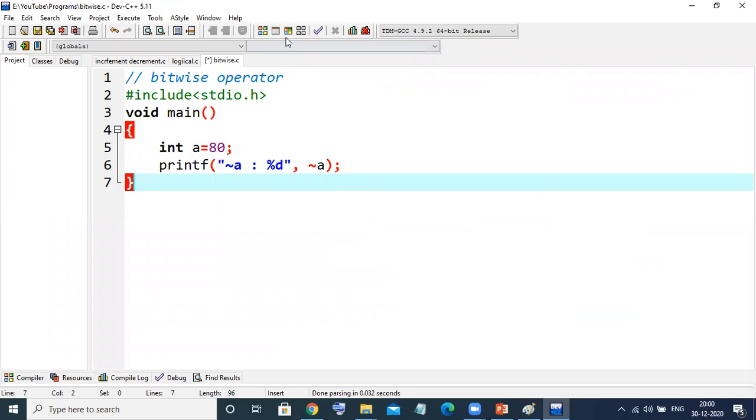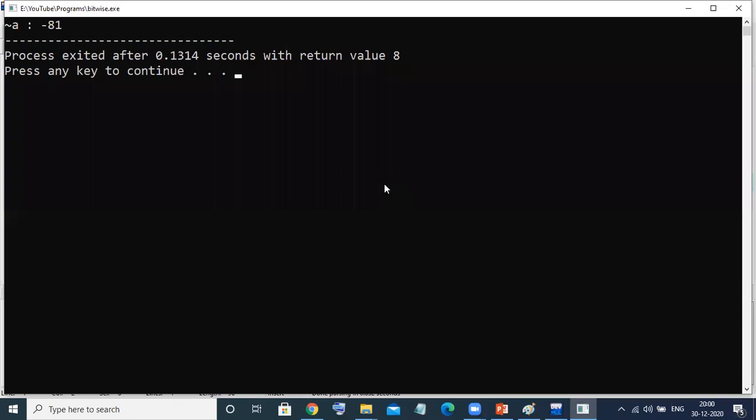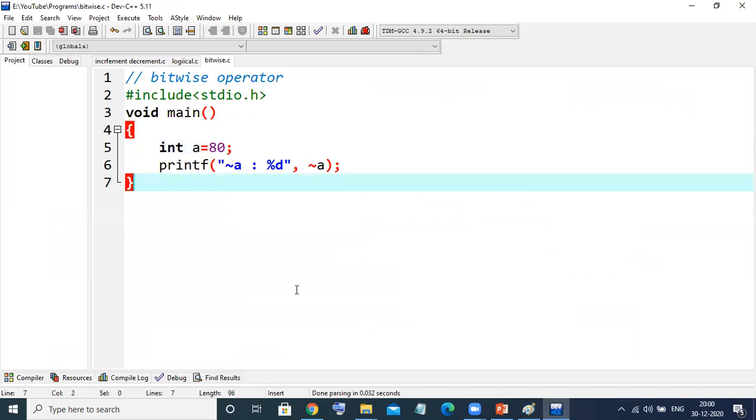Complement of A. 81. It's giving a negative number. The conversion. Okay, anyway, fine.